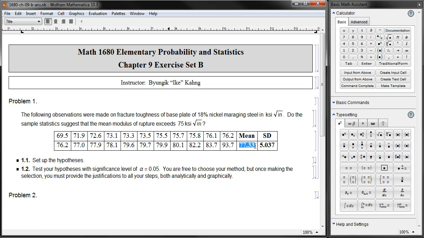This is not the null value. This is x bar that you have to use in a problem. Null is the one that didn't come from the sample.